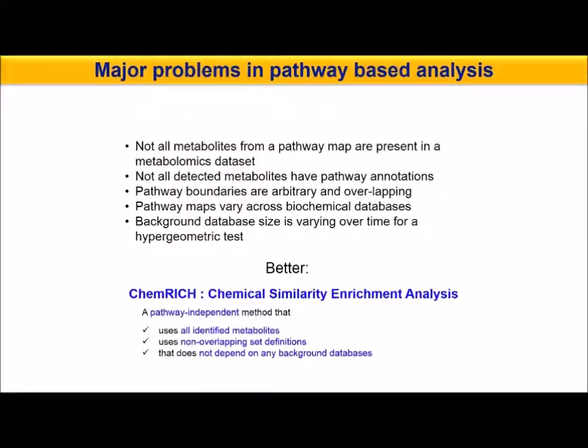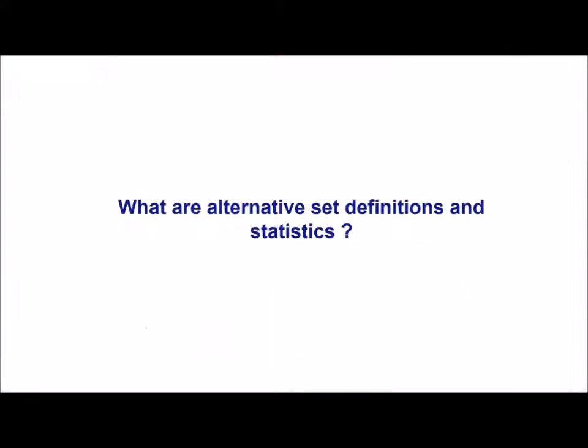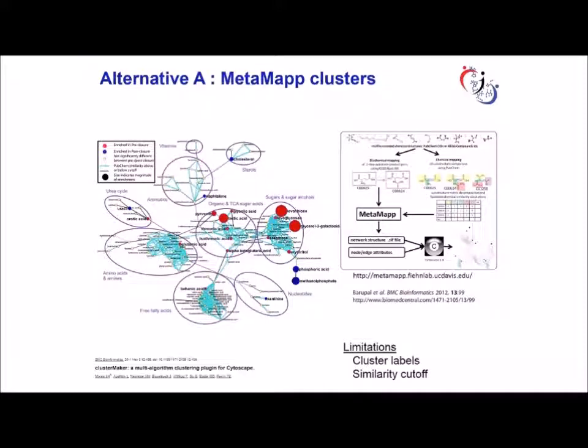An alternative we propose is ChemRICH, a chemical similarity enrichment analysis, which is a pathway-independent method that uses all identified compounds and uses non-overlapping set definitions that do not depend on any background database for calculating p-values for each set. So what are alternative set definitions and statistics that we can use for metabolomics enrichment analysis? What are alternative set definitions?